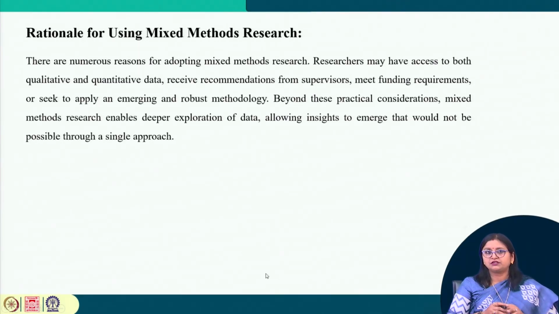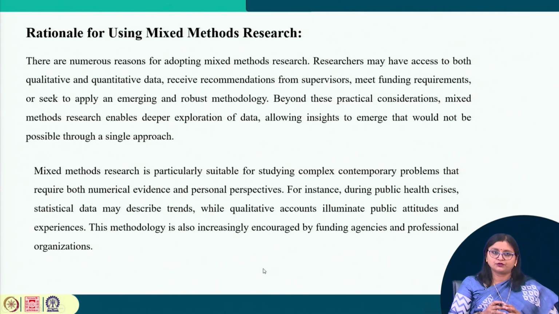Today's lecture is focusing on the rationale of using mixed methods research. There are numerous reasons for adopting mixed methods research. A researcher may have access to both qualitative and quantitative data, receive recommendations from the supervisor or meet funding agency requirements, or seek to apply an emerging and robust methodology. Beyond these practical considerations, mixed method research enables deeper exploration of data, allowing insights to emerge that would not be possible through a single approach.